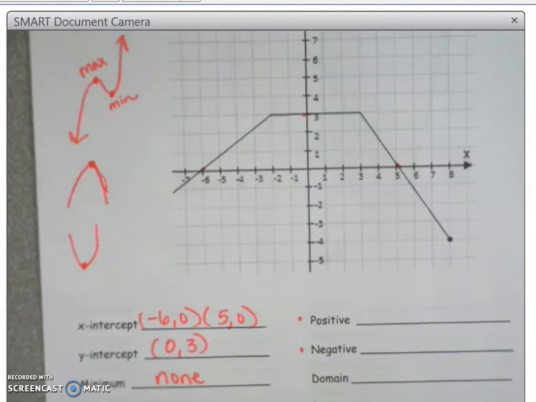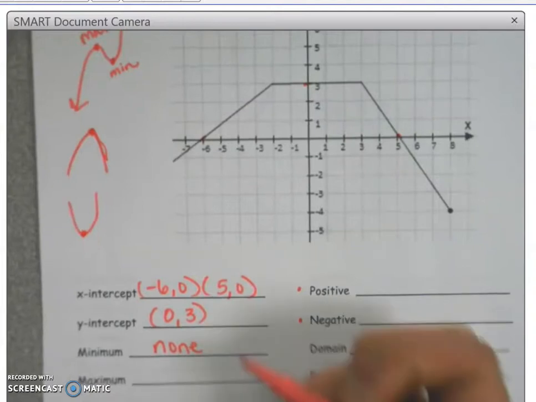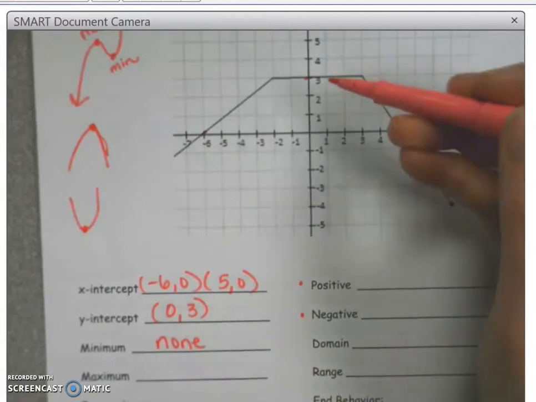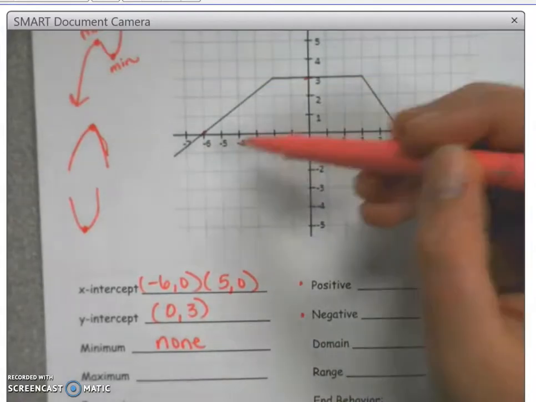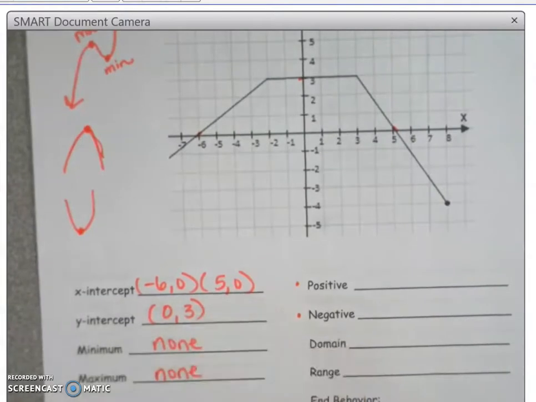And none is totally an option for these. Minimum, I did that backwards. It doesn't matter. They're both none. There's not a minimum either. So a minimum is when it goes down and then comes back up. That doesn't happen anywhere. So there's not a maximum or a minimum on this. Like I said, we're skipping increasing, decreasing, constant, positive, and negative. I'm going to do that in the next video.